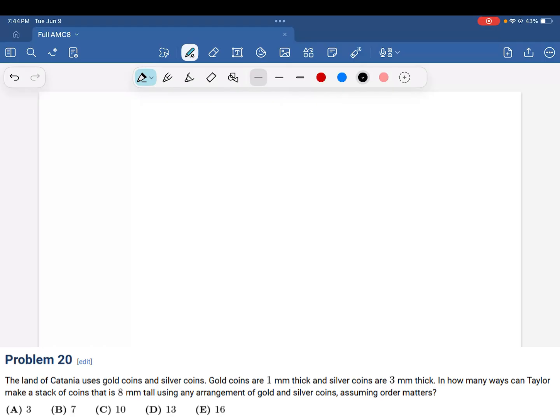So let's think about how many of each coin we can use. So we can use 8 gold coins, 8 times 1, and 3 times 0 because there are 0 silver coins. We can replace 3 gold with a silver, so 5 gold coins and 1 silver coin.